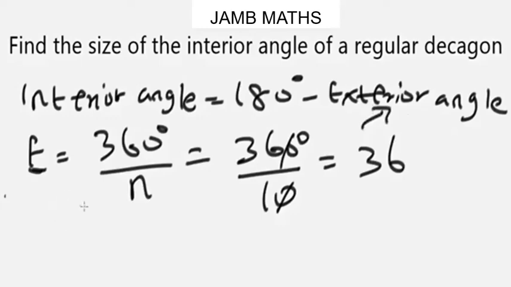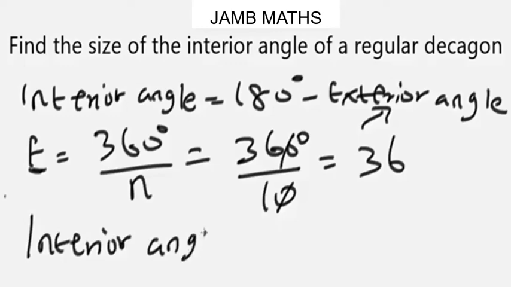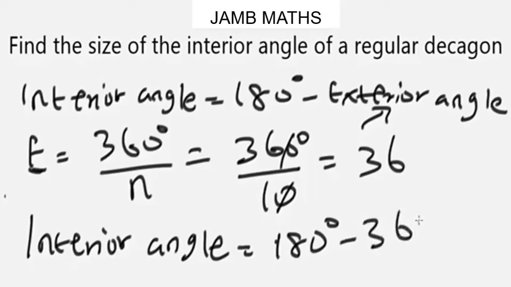That means the interior angle will now be 180 degrees minus 36. Alright, which will give us what? When you punch it on a calculator, you're going to have 144 degrees. So this will be the size of the interior angle. It's as simple as that, guys. So basically this is how you can solve problems involving polygons for a math exam.